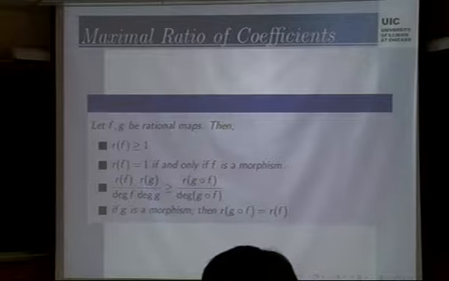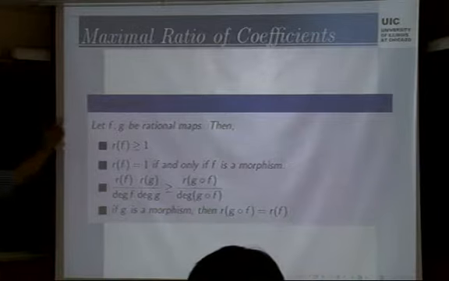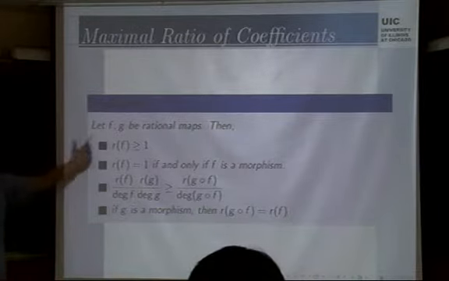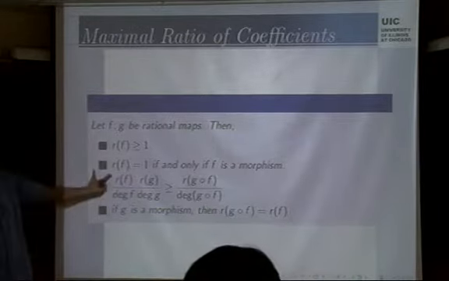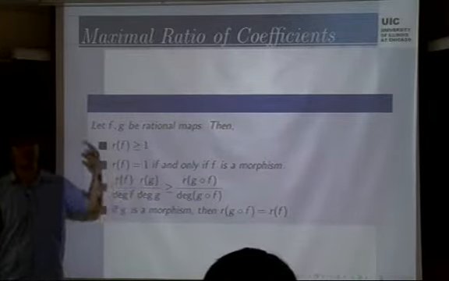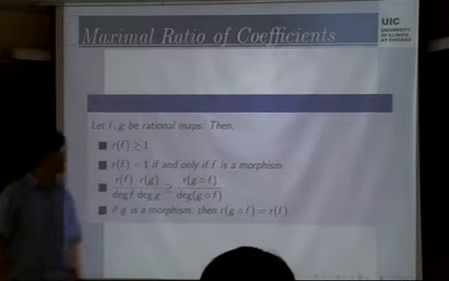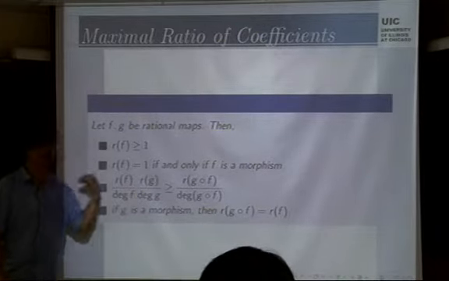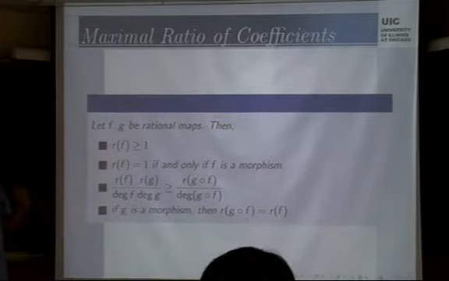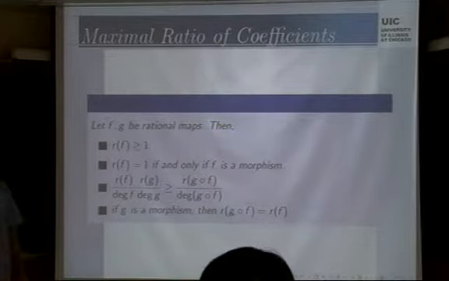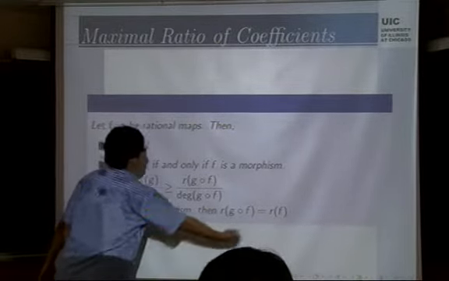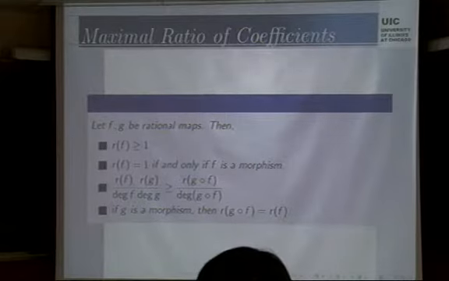We define the D ratio like this, then we have some properties of your D ratio. D ratio is always greater than or equal to 1, and D ratio is 1 if and only if we have morphisms. And if we have a composition of two rational maps, then we have an inequality between your D ratios. And if we have morphisms, then composition with a morphism just preserves your D ratio of rational maps.